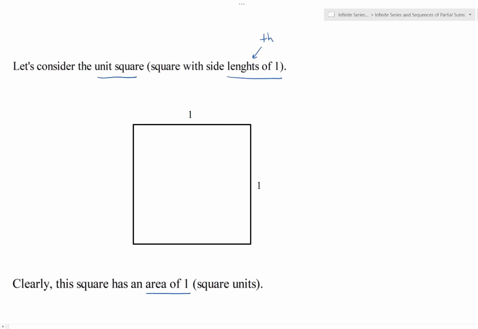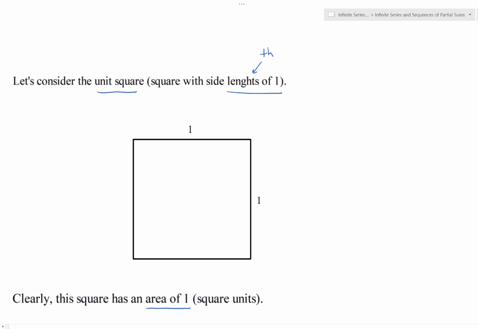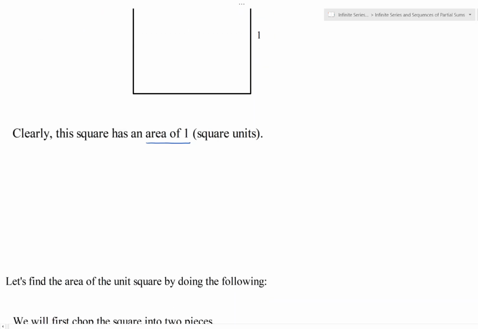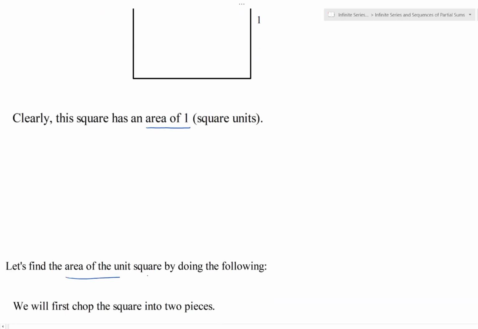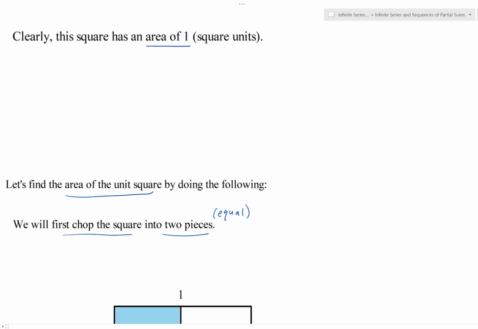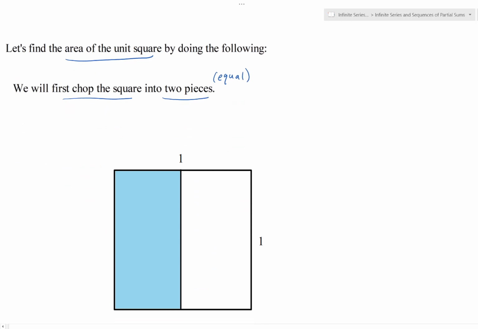All right, but we're going to add up pieces of areas of the square to get the actual area of the square, utilizing the concept of an infinite series. So let's take a look at how this is going to happen. We're going to find the area of this unit square piece by piece, as we're going to see. We're going to start by first chopping the square into 2 pieces, 2 equal pieces. So we'll just chop it right down the middle and get a picture that looks like so.